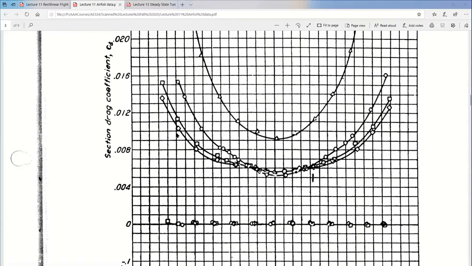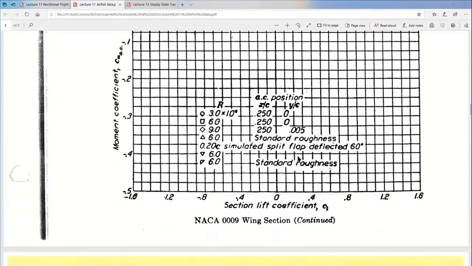And the different symbols tell you which graph you need to look at. And you go down to the legend, and it's per Reynolds number. So the R here is Reynolds number. And this is 3 times 10 to the 6th. So Reynolds numbers tend to be on the order of millions, 10 to the 6th. So the circles are 3 times 10 to the 6th. Squares are 6. Diamonds are 9. Triangles, right side up, are 6. Notice standard roughness. So they're saying these up here are for smooth airfoils. This is a standard roughness for an airfoil.